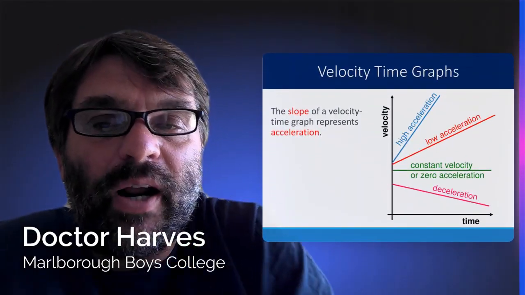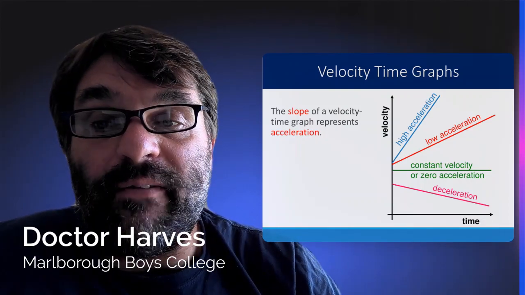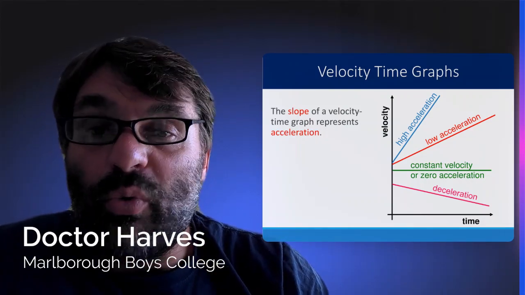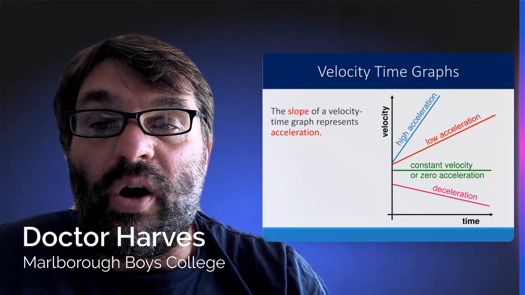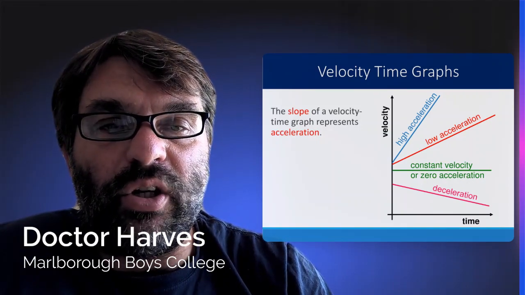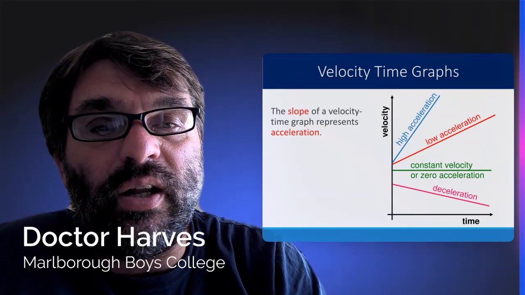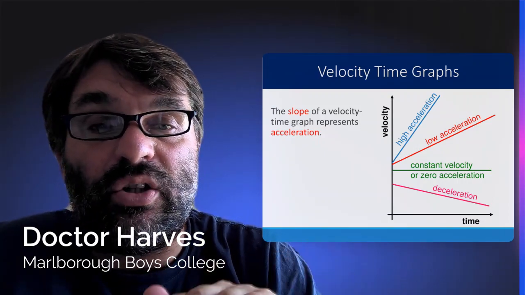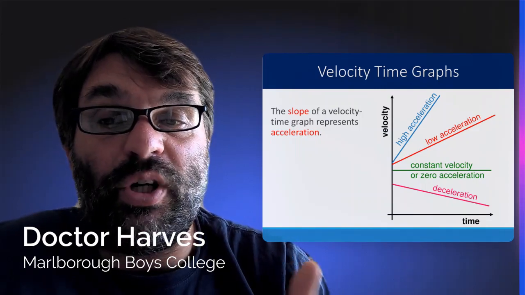So we looked at distance time graphs. There are also velocity time graphs, and in the velocity time graph, the slope this time represents the acceleration. So the steeper the slope, the higher the acceleration. The shallower the slope, the lower the acceleration. If there's actually no slope at all, if it's just straight, it means there is no acceleration, and so the velocity is constant. And if the slope is negative, that means that the object is slowing down.